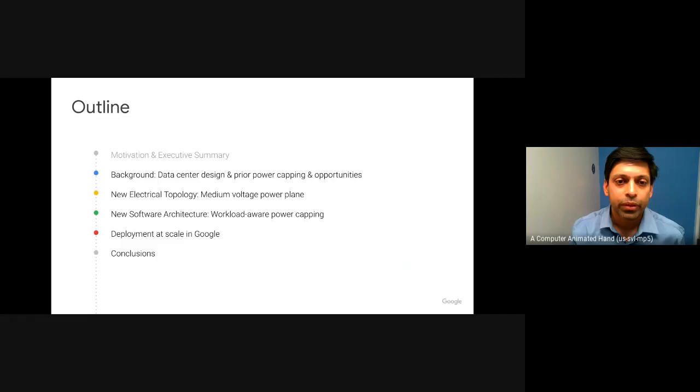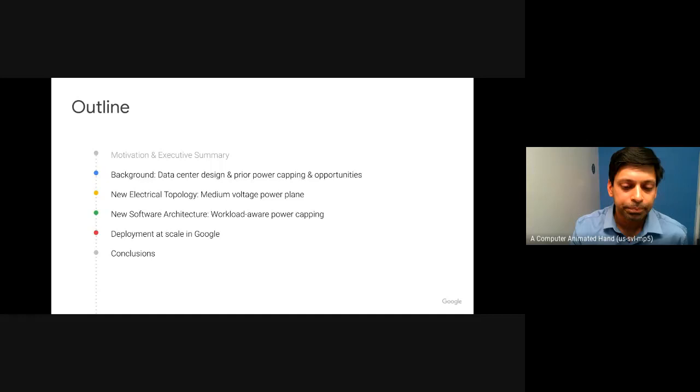This is an outline of our talk. We'll present an overview of the few known concepts important to understanding the overall proposal. Then we will talk about the new electrical topology, which we refer to as the medium voltage power plane. We will also introduce the new software power architecture, which is SLO aware. And finally, we will showcase a few results from deploying the new architecture at scale in Google's fleet and the conclusions from it.